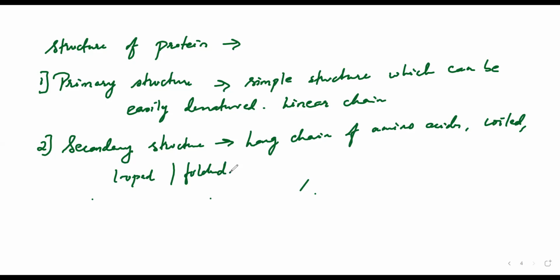To keep this coiled or looped, it has two structures: one is called the helical or helix structure, and the other is called the beta pleated sheet. Alpha helix and beta pleated sheet. Alpha helix means it will be like a helical structure. That particular protein will have a helical structure like this. This is what is called the alpha helix.